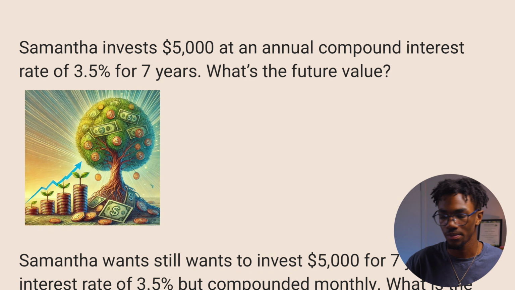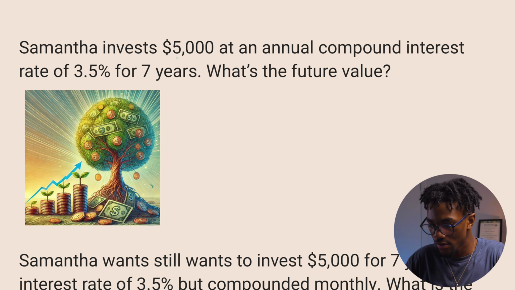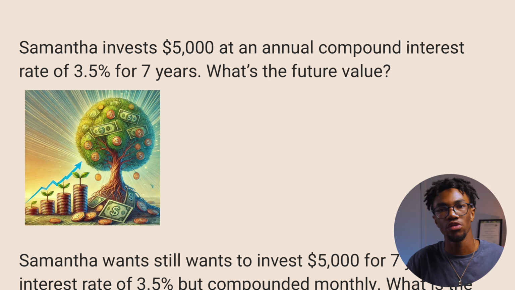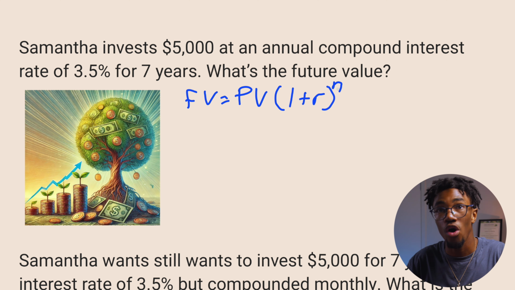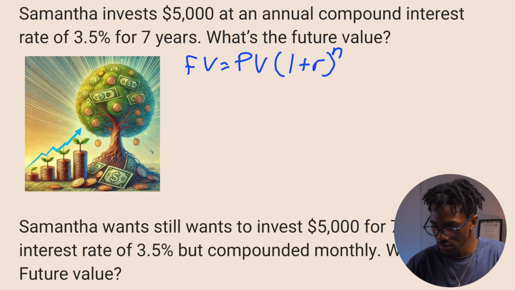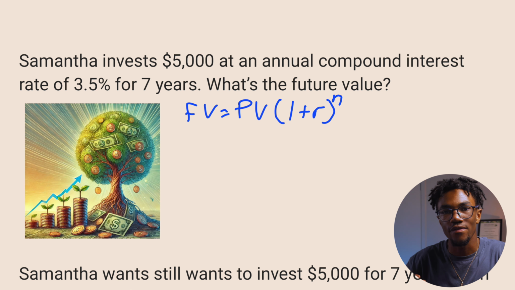Okay, this first one. Samantha invests $5,000 at an annual compound interest rate of 3.5% for 7 years. What is the future value? First, write the formula. FV equals PV brackets 1 plus R to the power of N. Next, sub in the values.